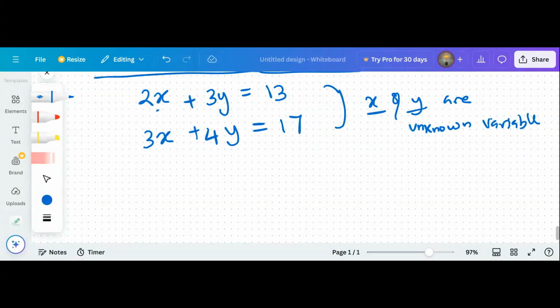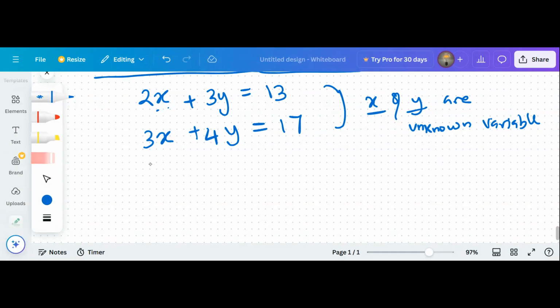There are two methods to solve a simultaneous equation. First method is called the elimination method. Elimination method means we would eliminate one of the variables. Eliminate means removing. For example, we will remove x, we will only keep y, then we can find the y easily. Okay, so we'll see how to do it.